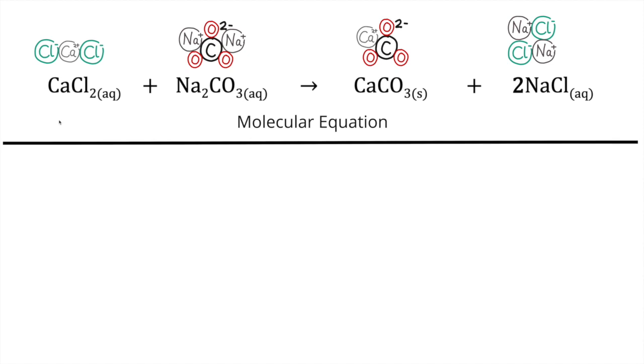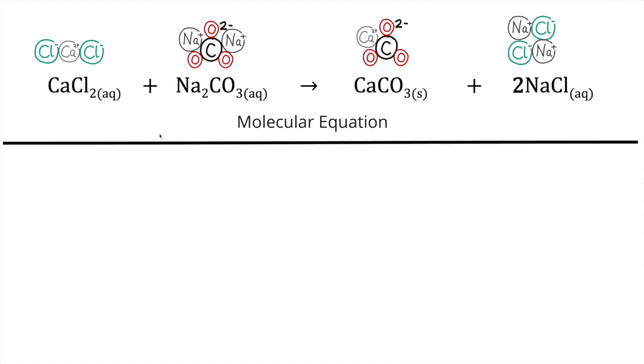Above the equation, I've drawn diagrams that represent each substance in the chemical equation. Because this is the molecular equation, right now the atoms look as if they're joined together in a single unit. If we look closer, however, this is not really what's being represented in this chemical equation.